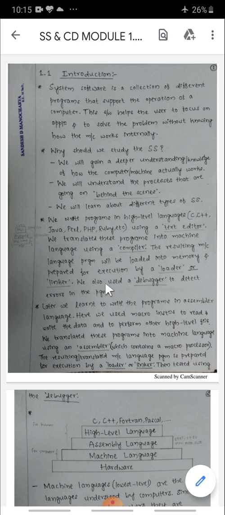And then we also used a debugger to detect or find the errors in our program. This debugger is also an example for system software.